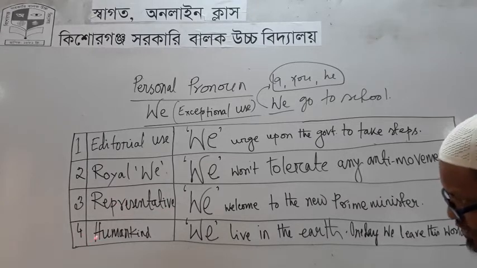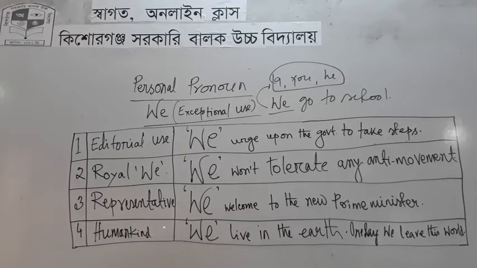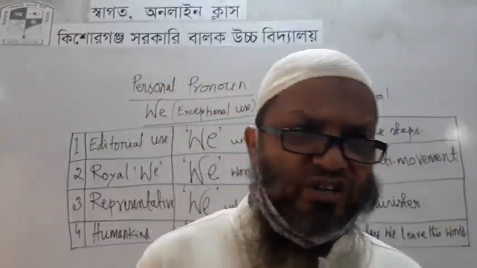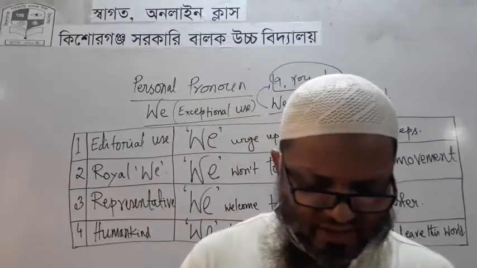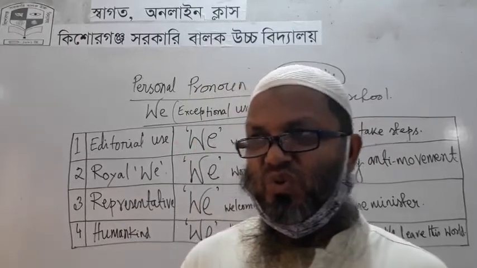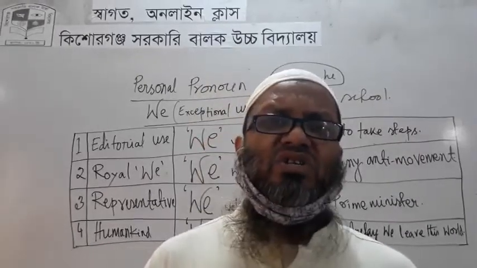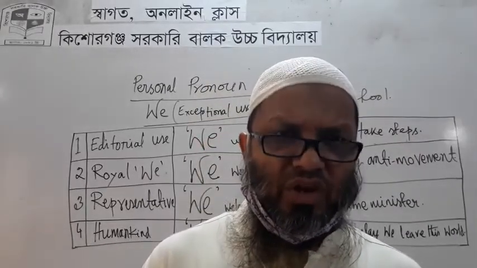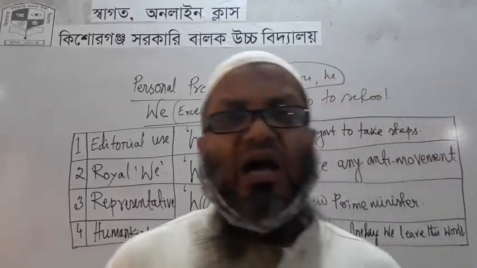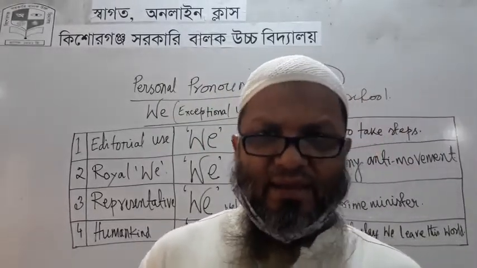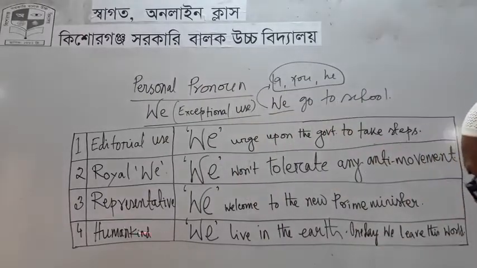Now come to the next one, number four. Humankind we. Actually, there are many animals in the world, but all of the animals can't speak. Only man is given the ability or capability to speak in the world by our Allah. So humankind can only speak in the world, can only communicate. And when we means humankind, then it will be called humankind we. The use of we will be humankind we.